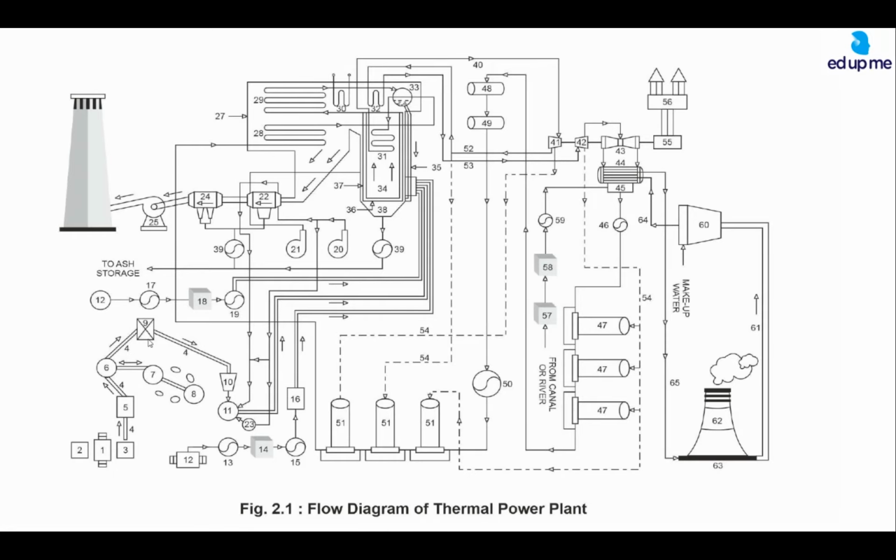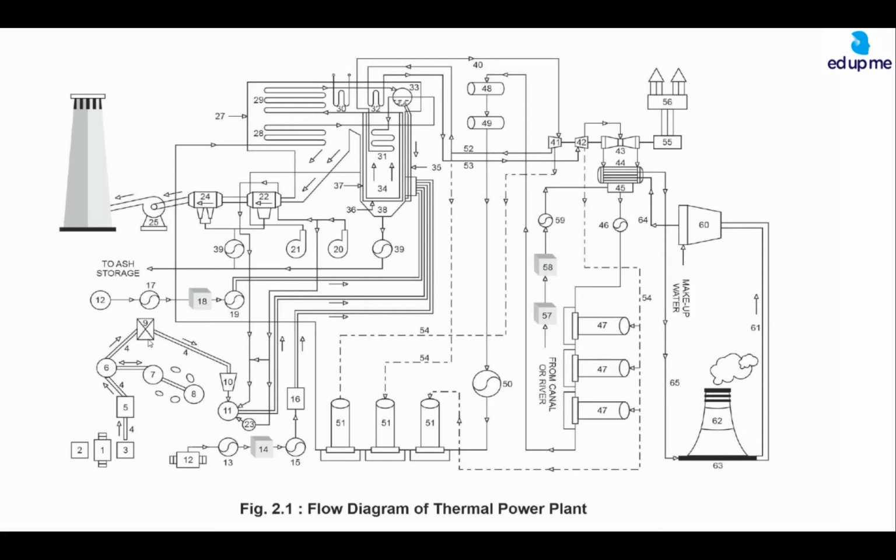The coal received is of variable dimensions, and coal is coming to this number 5 primary crusher house, where it is reduced to a smaller size. Then it will go to secondary crusher house number 6.